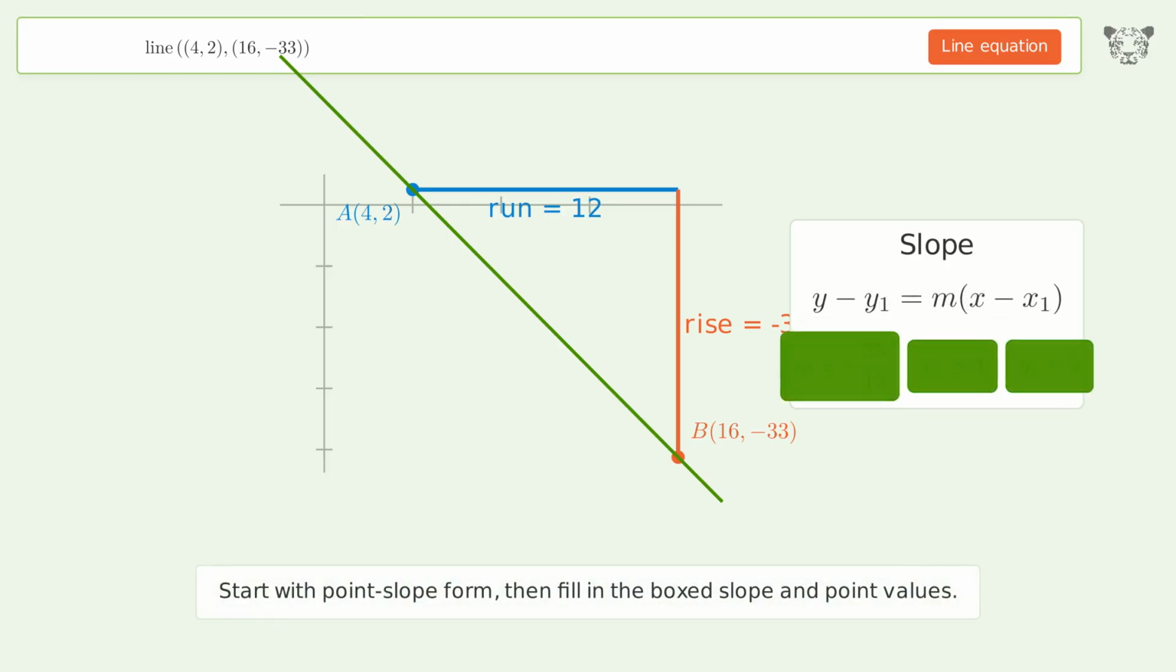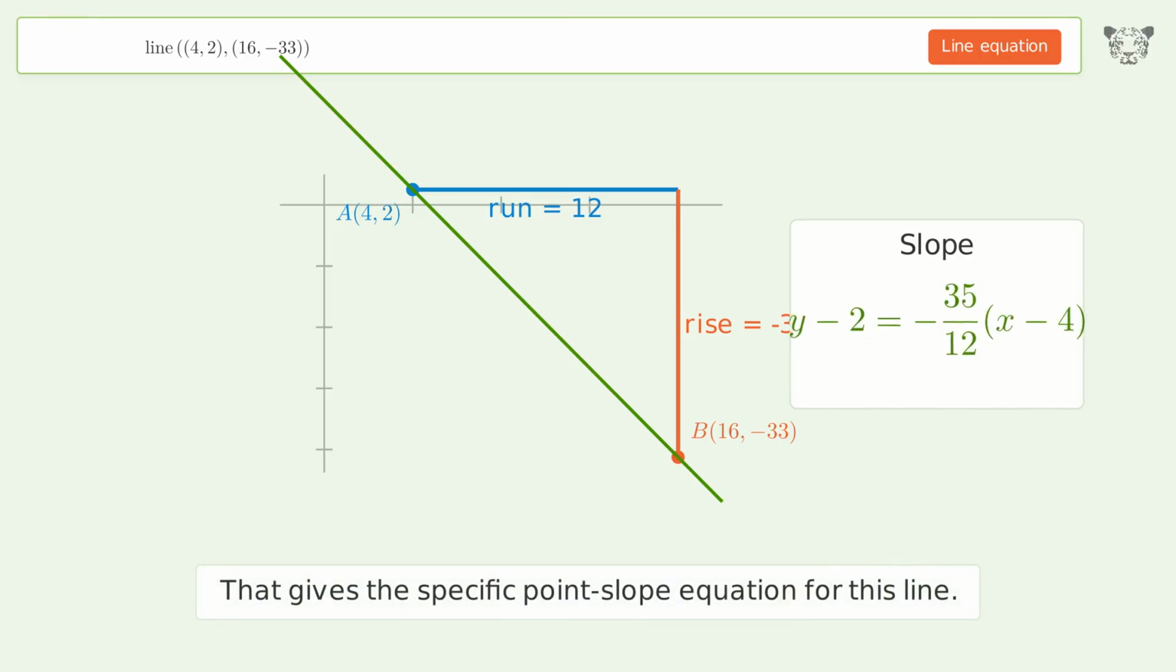Start with point slope form, y minus y1 equals m times x minus x1. Then fill in the boxed values. Slope is negative 35 over 12, x1 is 4, and y1 is 2. That gives the specific point-slope equation for this line.